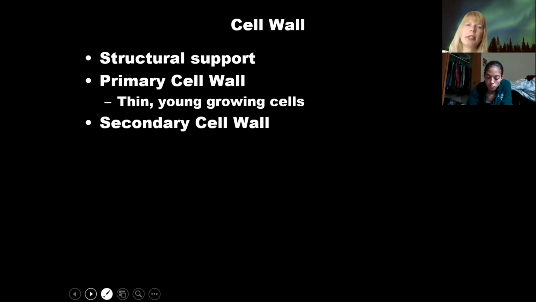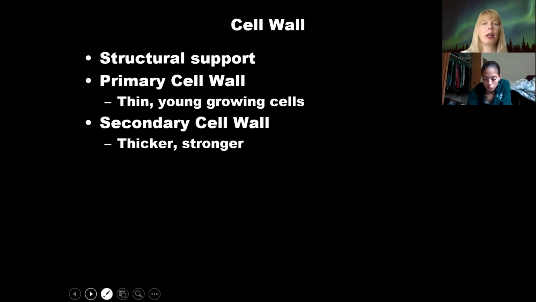Then, some cells in the plant body will have what we call a secondary cell wall, all right? So all cells have a primary cell wall, and then some cells have a secondary cell wall. Secondary cell walls are thicker in diameter and they are stronger. They're components that make up the cell wall. There's a little extra oomph in terms of what kind of chemicals are in there to really add some extra structural support, all right? And we'll look at this in a minute in some subsequent slides, all right?